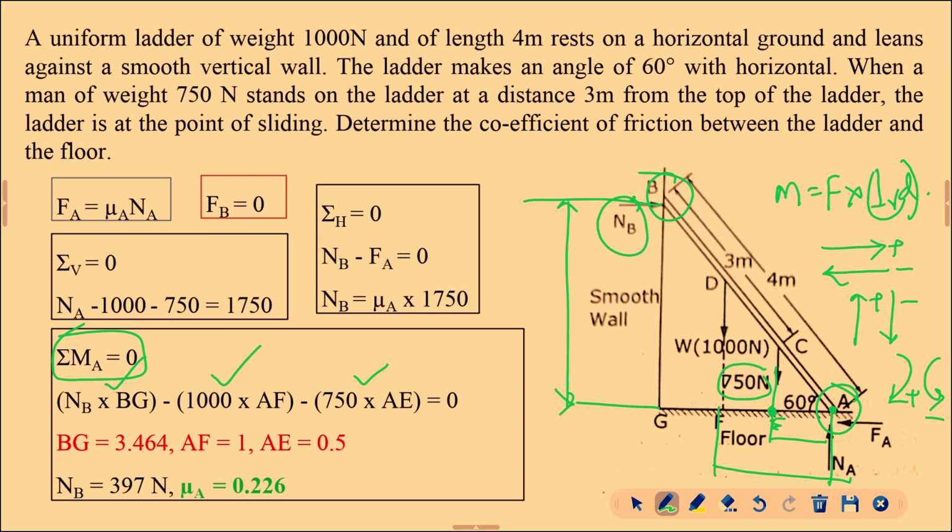If you substitute all three in this case, we will get mu and NB, that is NB as 397 N, and then mu A equal to 0.226. So, what they asked, determine the coefficient of friction between the ladder and the floor, is 0.226. So, this is one of the applications of friction.